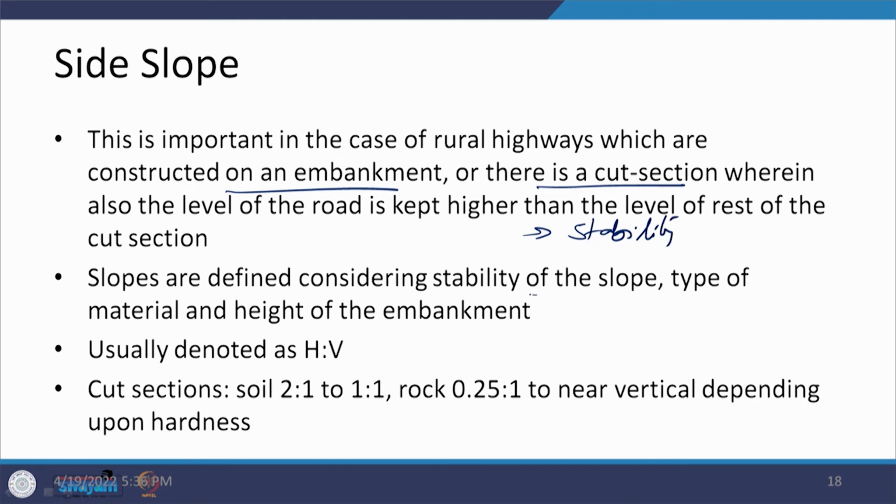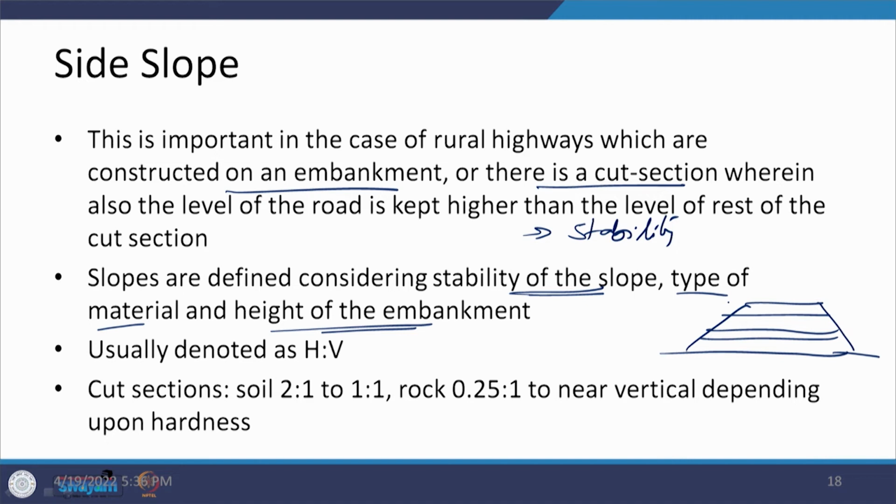Now, when you are looking at this stability of the slope, it is also going to be dependent on different aspects. One is the type of material with which this slope is being constructed, and another one is the height of the embankment. So, if I am talking about something like this and this is an embankment, then this height which I am talking about here totally like this, that is h. Or if I am talking about a cut section, so my cut section is like this and I have cut it in this form.